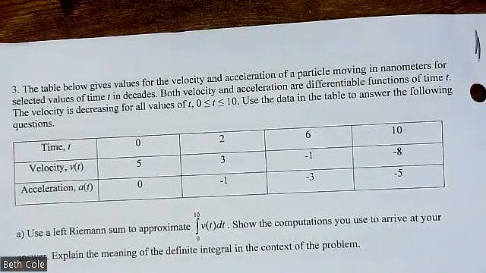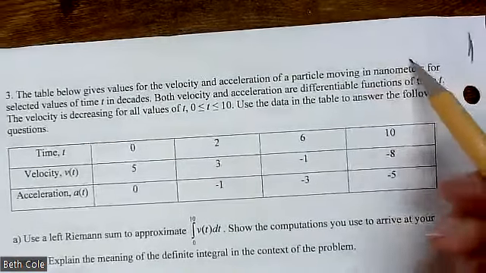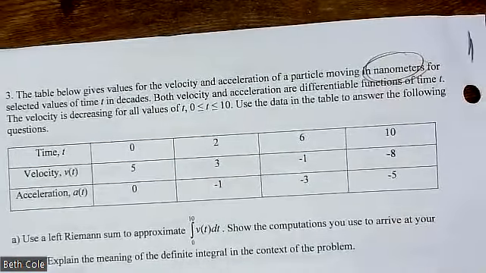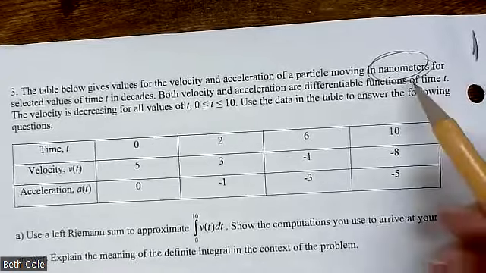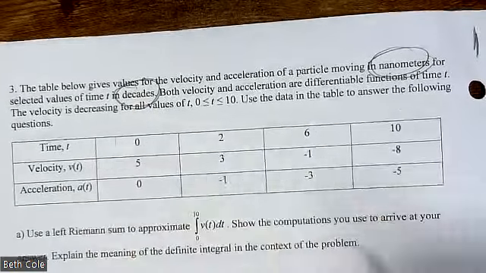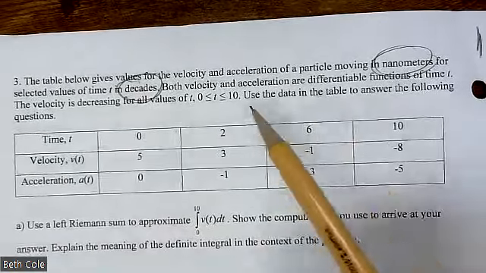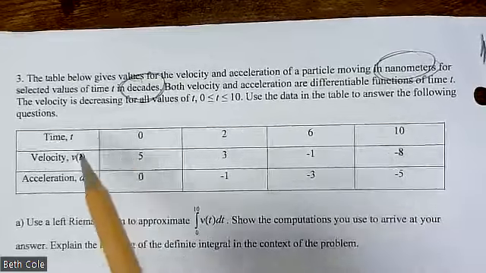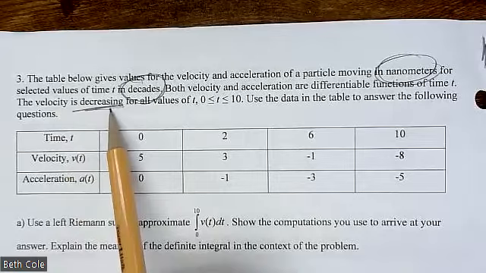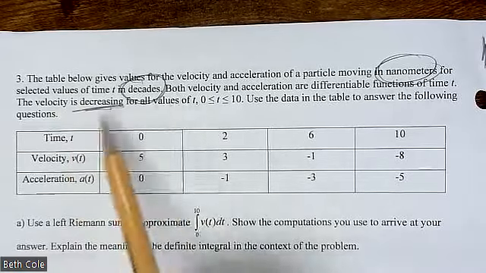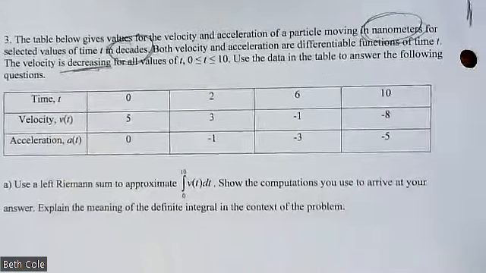Okay. The table below gives values for what? All right, velocity and acceleration for a particle moving in nanometers. I made this up just to be silly and to keep you on your toes, because we usually use feet and seconds. So I made it nanometers and decades, all right? Both velocity and acceleration are differentiable functions of time. Velocity is decreasing for all values from 0 to 10. That's going to come up, all right? They don't tell you that for no reason. Use the data to answer the question.